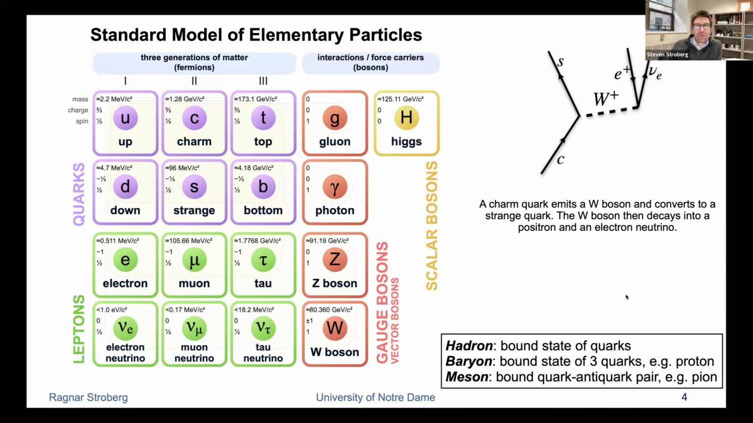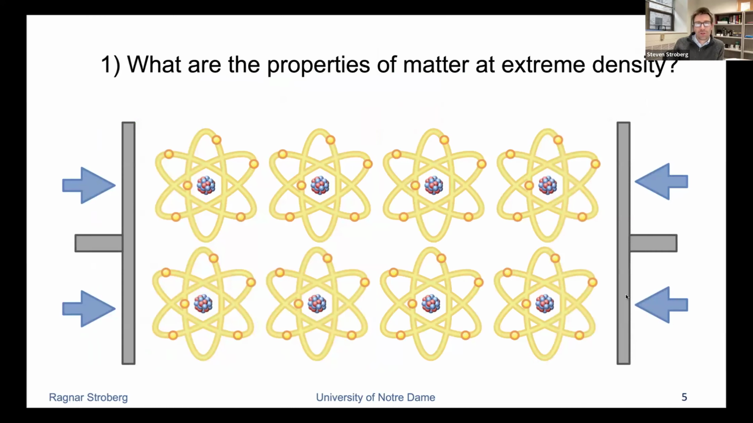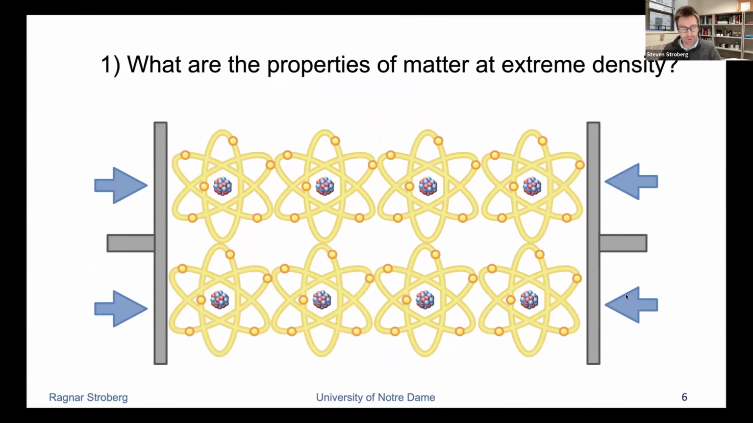Okay, so that's just a whirlwind review of some of the words that we use in the standard model, because they may come up occasionally. So on to the first question that I want to discuss. What are the properties of matter when you go to extreme density? We think about matter made up of atoms, and now we start squeezing it, and we keep on pushing it, and we want to see what happens as we keep going.